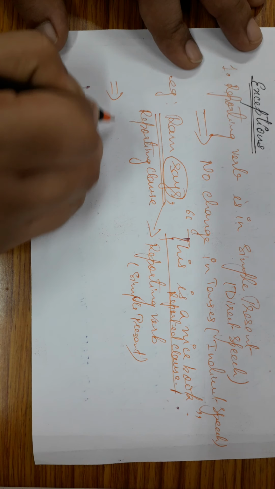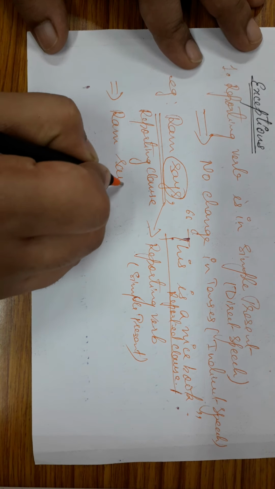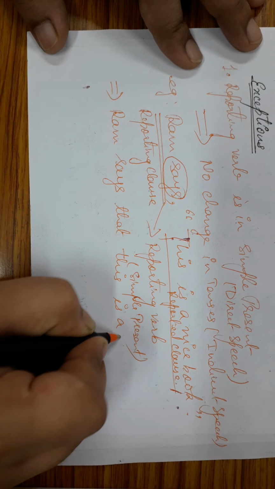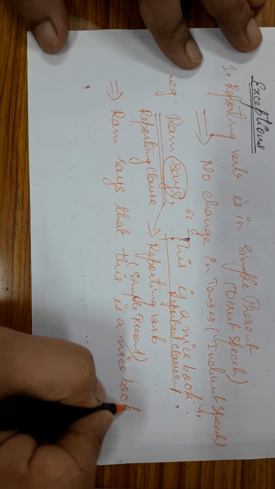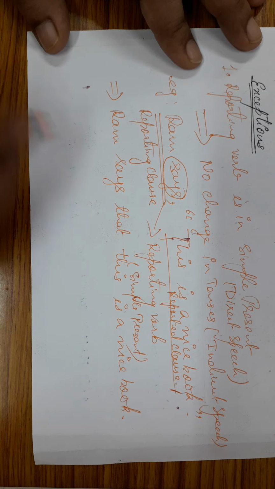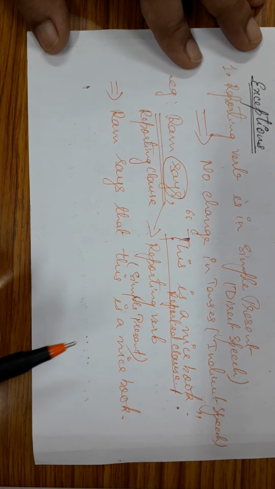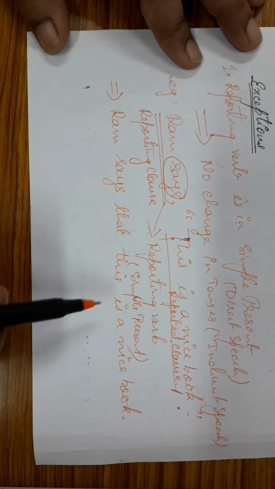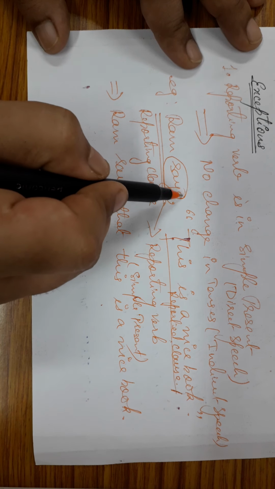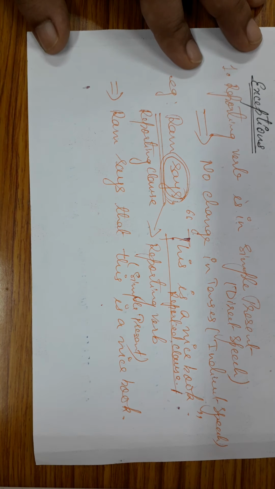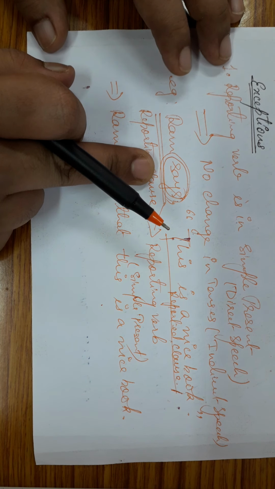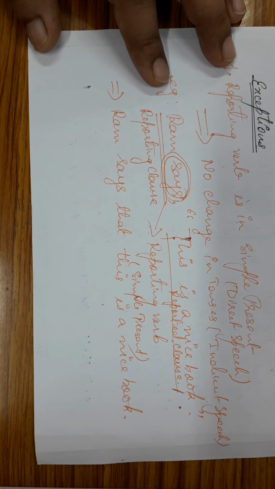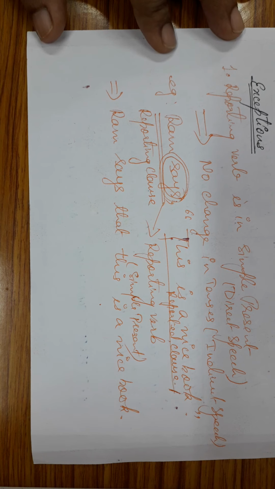How? This will remain as Ram says that this is a nice book. Okay? Ram says that this is a nice book. You see, there is no change in the tense when the reported clause in the direct speech is converted into indirect speech. There is no change. Why? Because the reporting clause is in simple present. If it was in simple past, then we would have followed the same rules that I showed you a while ago.